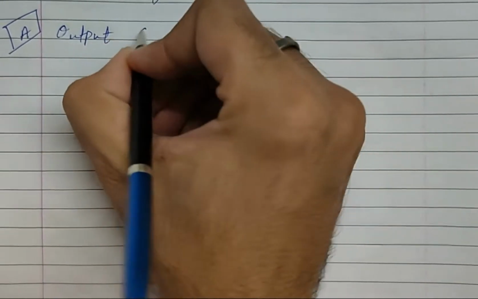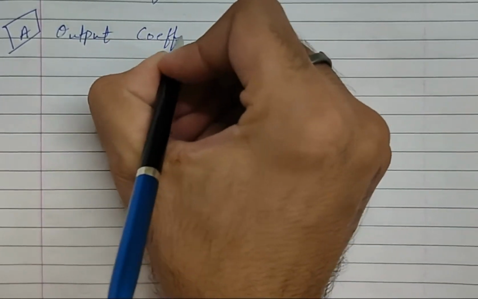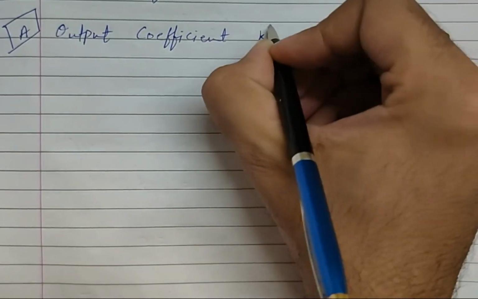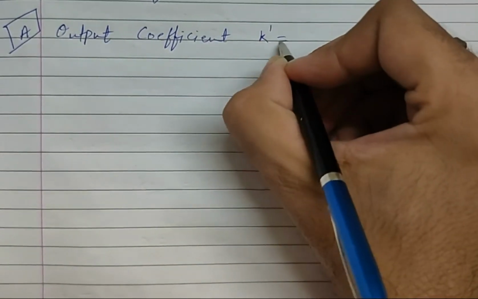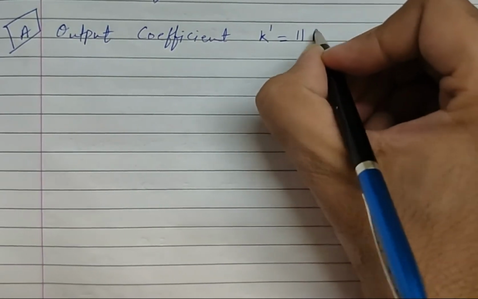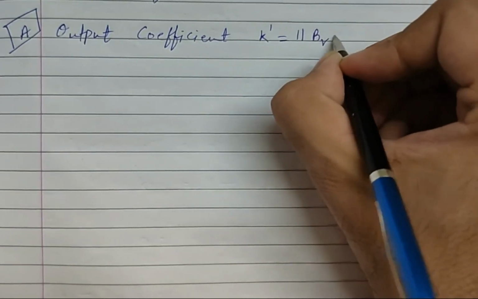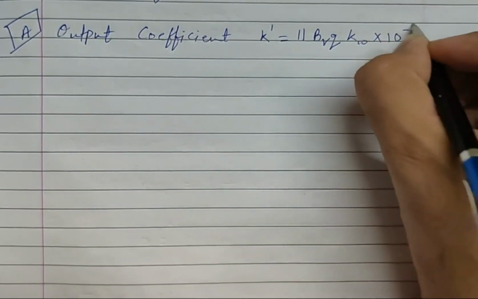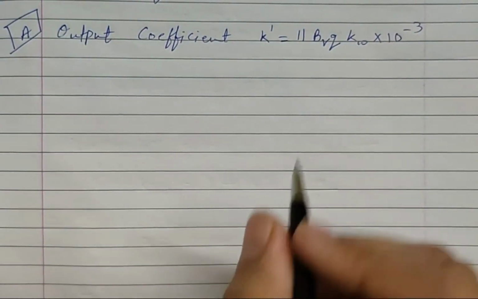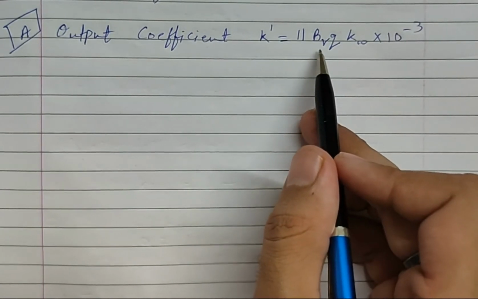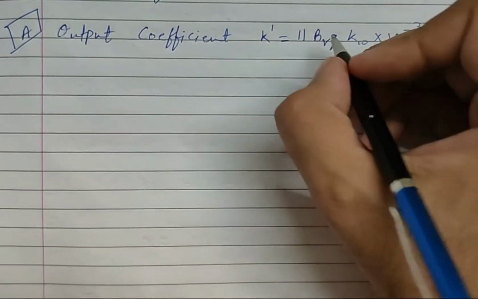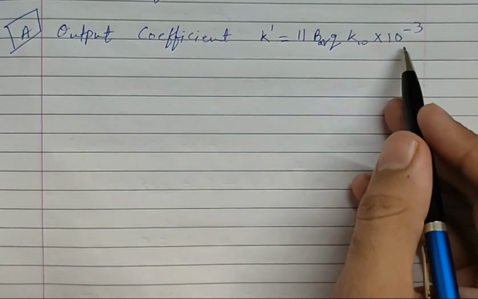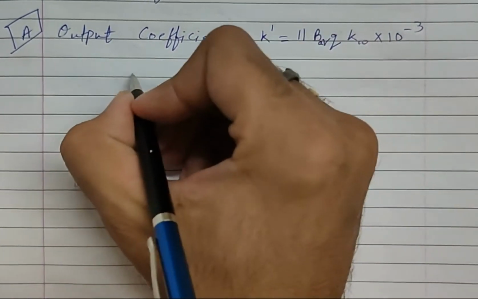So the output coefficient, which is given by K dash, is nothing but 11 into B_av into Q into Kw into 10 raised to minus 3. Now we have the values of B_av, Q, Kw, so let's substitute them.